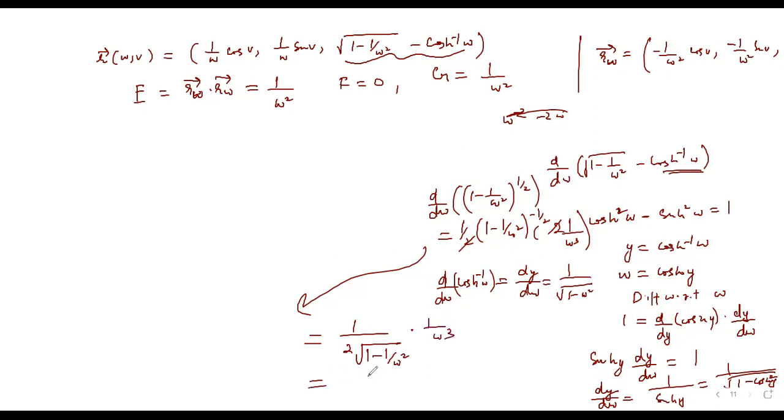So that would be 1 by twice root of 1 minus 1 by w square into 1 by w cube. So what does it become? No, 2 cancels, right? So this is what you have. So that would be multiplying by 1 by w. If we multiply by w here and also here, w comes outside, so what will it be? 1 by w square into root of w square minus 1. I think that's what you get. I hope I am right. Yes.